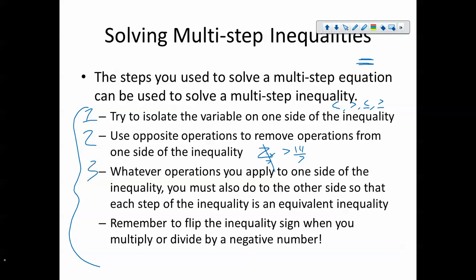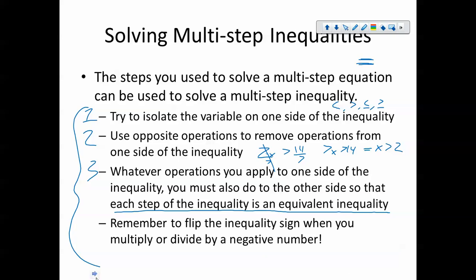Number 3, whatever operations you apply to one side of the inequality, you must apply to the other side of the inequality. So here I divided this by 7, which means I need to apply the same thing to the other side. We do this so that each step of the inequality is an equivalent inequality. What that means is that 7x is greater than 14 is the same thing as x is greater than 2. Those two inequalities are equivalent. And that's why we have to do an operation on both sides.